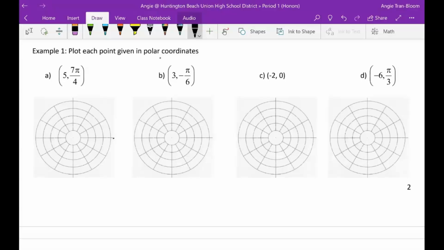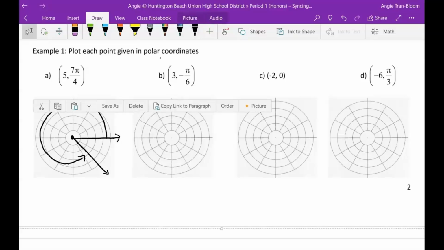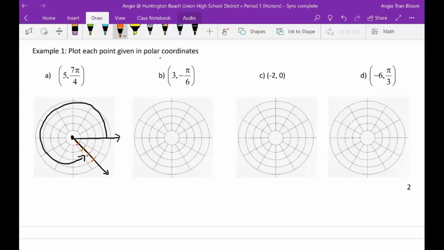In your homework, if you don't have these grids printed, then make your polar axis, which is a line. You are given 7 pi over 4, so you're going to need this arrow. It tells me you are about to go counterclockwise because it's a positive radian, 7 pi over 4. You will need a ray from the center to demonstrate where 7 pi over 4 ends. Then, because the radius is 5, you will count 5 tick marks: 1, 2, 3, 4, 5. And you make your dot right there.